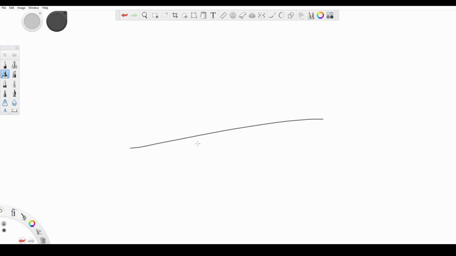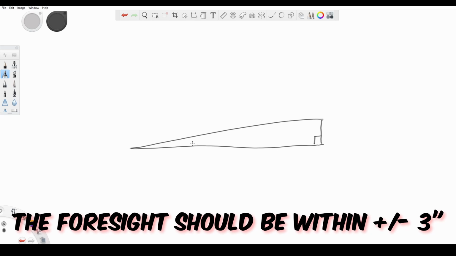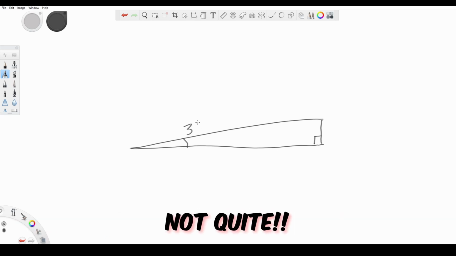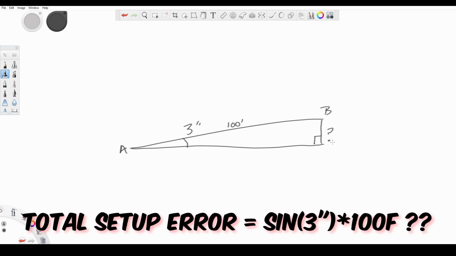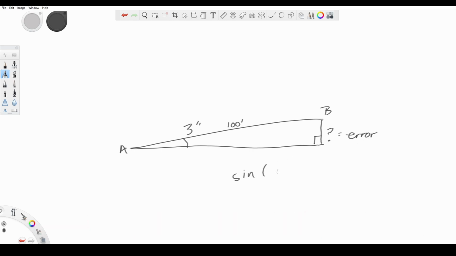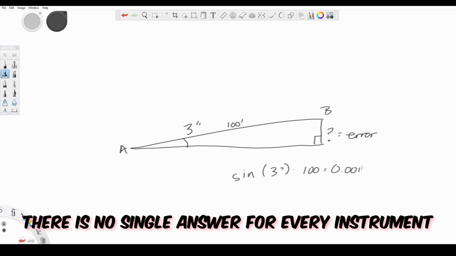I have found this has often been mistaken to mean one is set up at a point that their foresight observation should be within 3 seconds of the true value. Let's run through an example we can build off of for the duration of this video. If we are set up at station A and take a single foresighting observation to B that is 100 feet away, and we have a 3-second instrument, can we expect to be within the sine of 3 seconds times 100 feet, or 1.4 thousandths of a foot? The short answer is not even close. In reality, the value will be well over 3 to 5 times that, but will also depend on many variables.